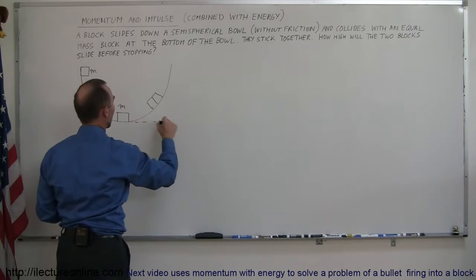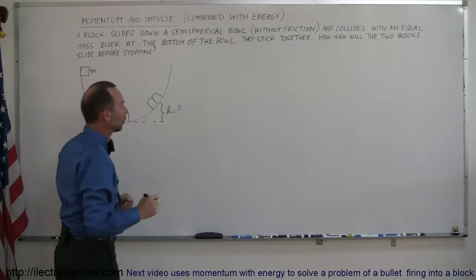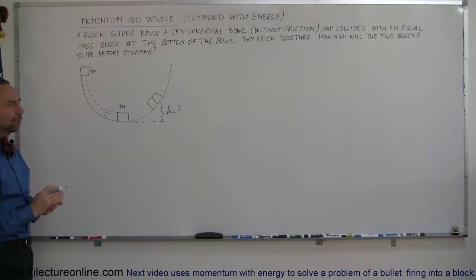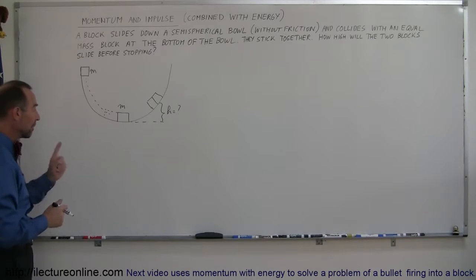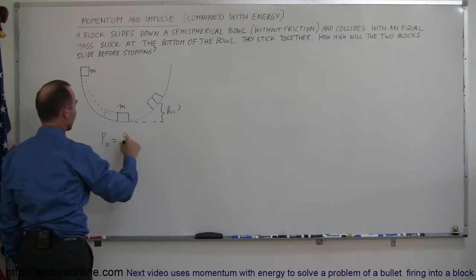And the question is, how high above the ground will they be when the two blocks come to a stop? So how do you do that? Well, again, we start with the conservation of momentum, because we know that no matter what the collision is, momentum is always conserved. So we can say that P initial equals P final.